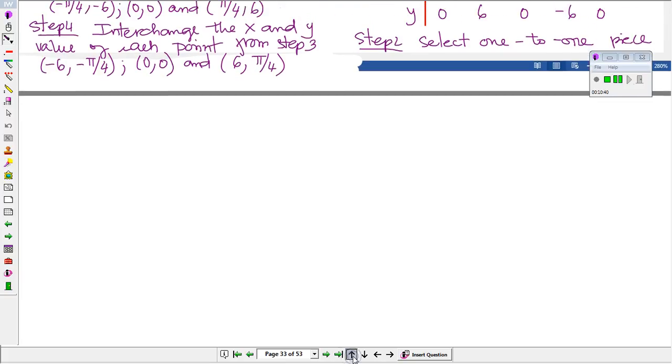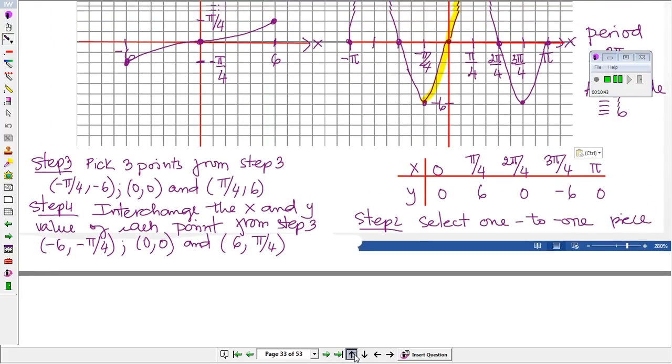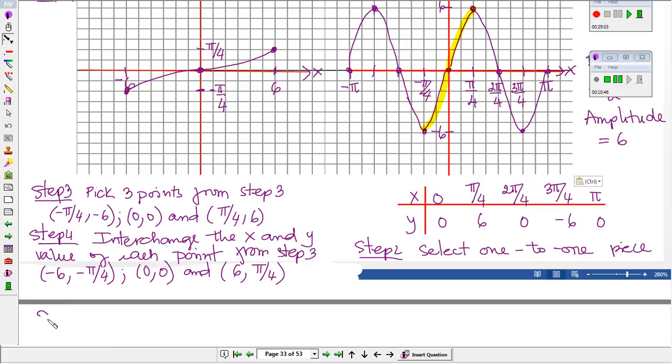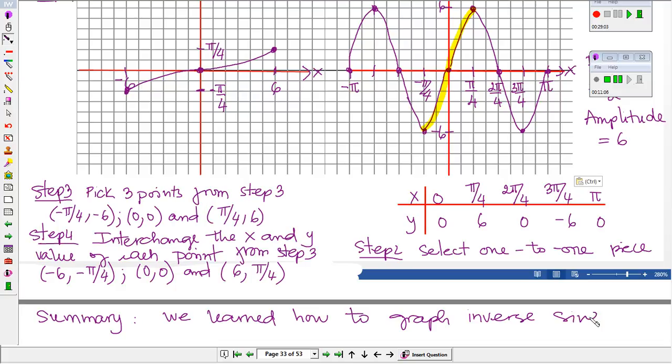So let's write out the summary. In this video we learned how to graph the inverse sine function of the form y equals a inverse sine of bx.